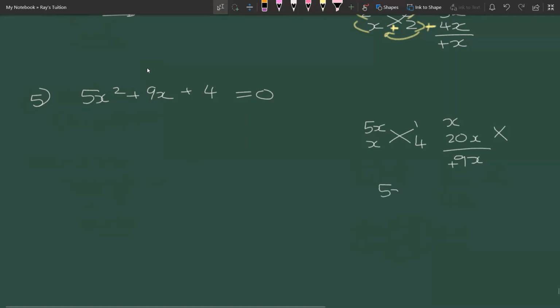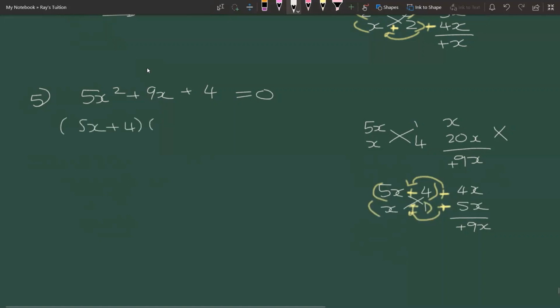Let us try 5x and let's try swapping it around, 4 and 1. So we get 4x and then we get 5x. Can we get 9x over here? Yes, we can. If we say plus 4 and then plus 5, that is how we get our 9. So then that is our sign. So then our factors are 5x plus 4 times x plus 1 is equal to 0.